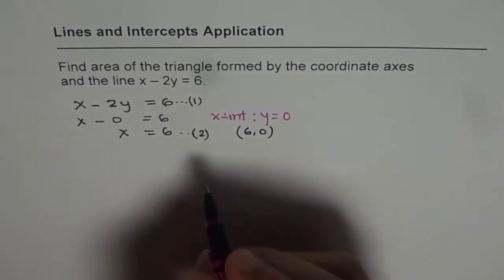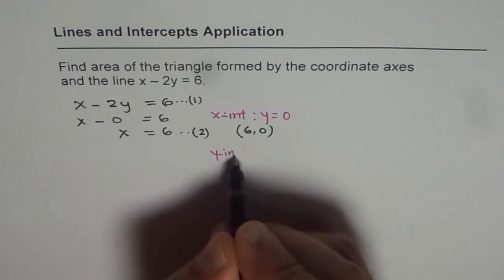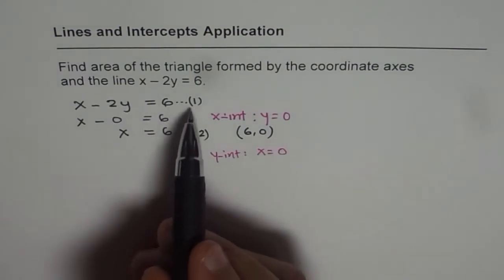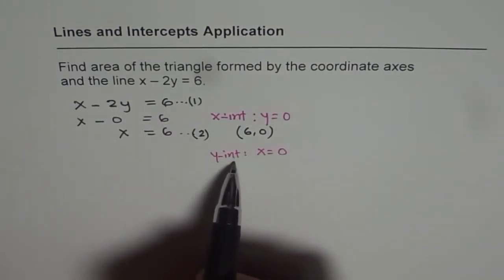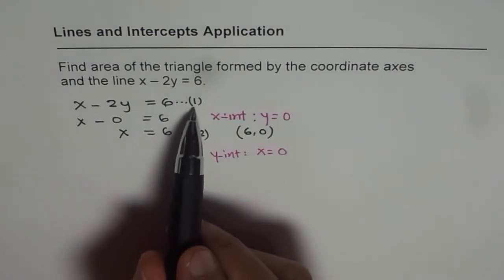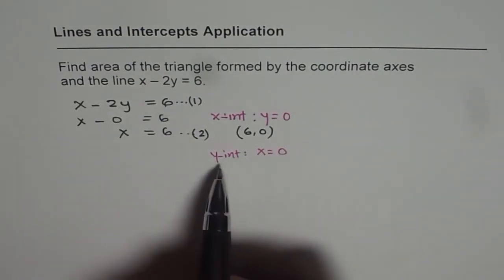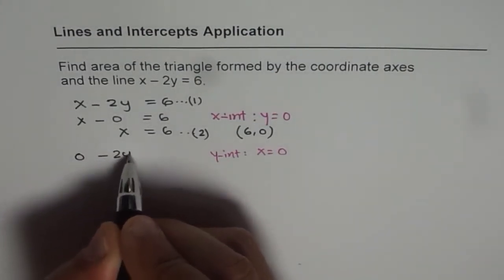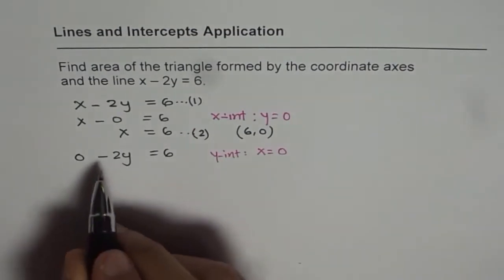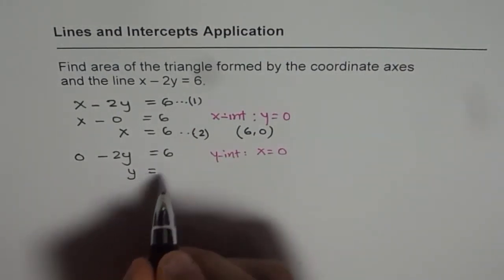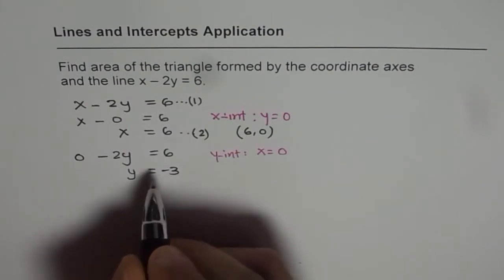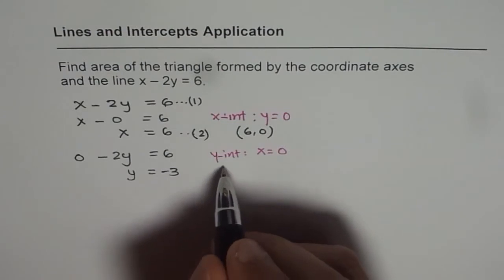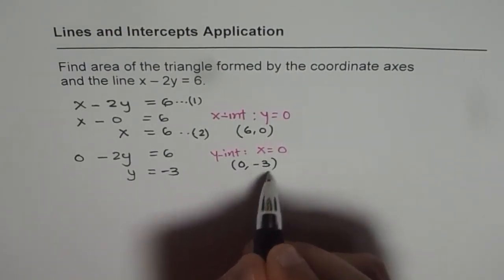Now let's find the y-intercept. To find the y-intercept, we'll place x equals 0 in equation number 1. Since I need to find the y-intercept now, I get 0 minus 2y equals 6. Dividing by minus 2, we get y equals minus 3, right? 6 divided by minus 2. And therefore, the y-intercept is (0, -3).